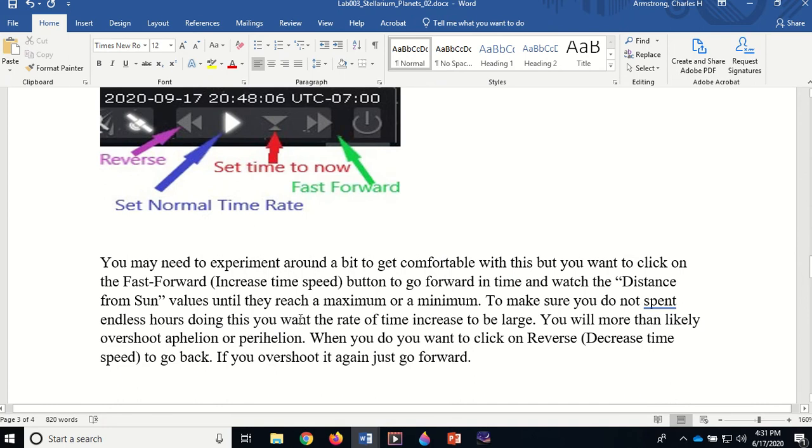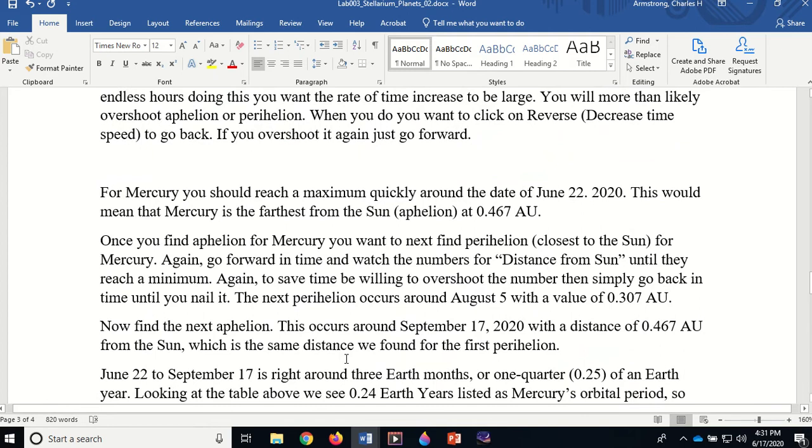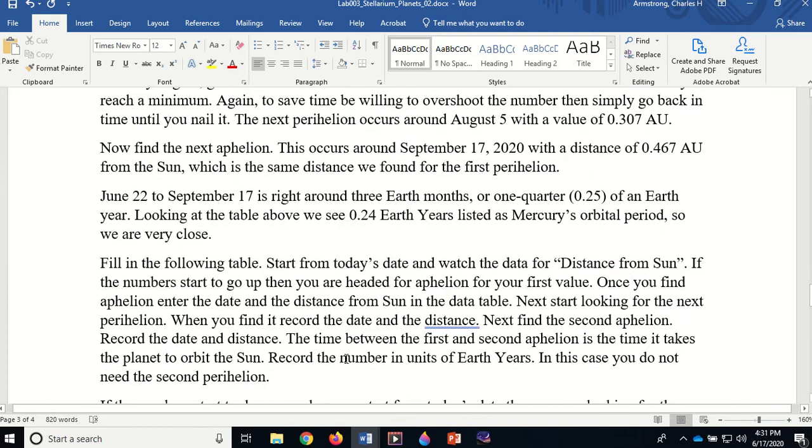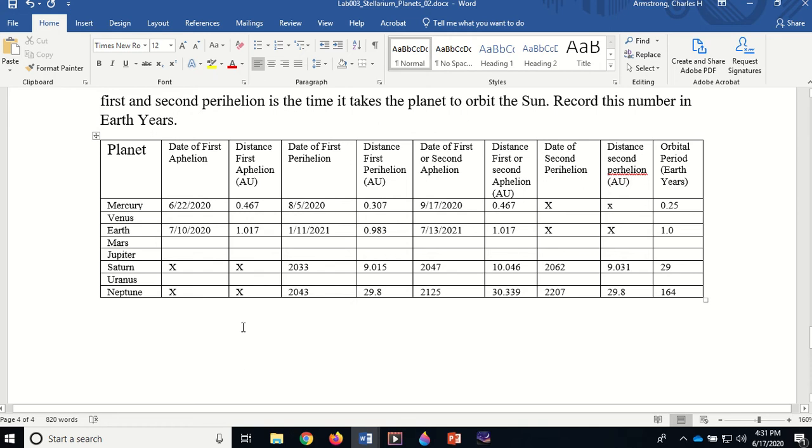You may need to experiment around to get comfortable, because what we're going to do is go forward in time. We're going to watch that distance from the sun. If it starts to go up, then we're looking for aphelion, the very first aphelion. If it starts to go down, then we're looking for the first perihelion. Here's how you do all this. Once you find aphelion, you can read through this. I'm going to talk you through it while I'm doing it here. There's Mercury. I already filled in some of these numbers for you so you can check as you go along and try to fill in the rest.